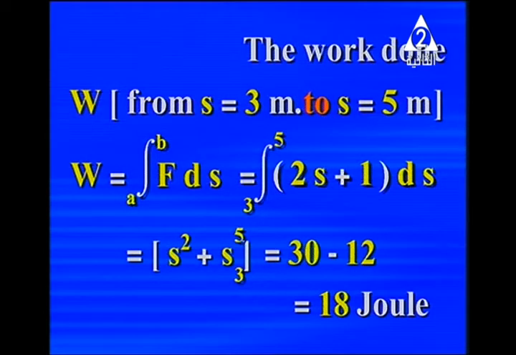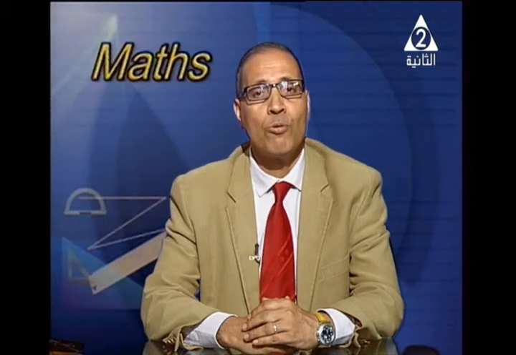Then the work done equals the integration of the force with respect to ds. Dear student, we know that the change of kinetic energy equals the work done. In this example, we have a force which is a relation in S. What is S? It is displacement or distance. The work done in this case equals the integration from interval S1 to S2, or from A to B, of the force with respect to ds. By substituting F by 2s plus 1, we find the integration from 3 to 5.